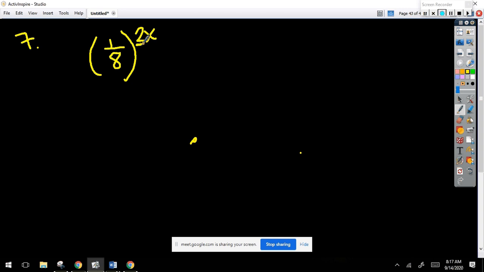So it says to make it a base of 2. So essentially, all I want to know is how can I change 1/8 to 2 to some power? This makes more sense after I look. Yeah, we looked at one of them. I do the rest of them.